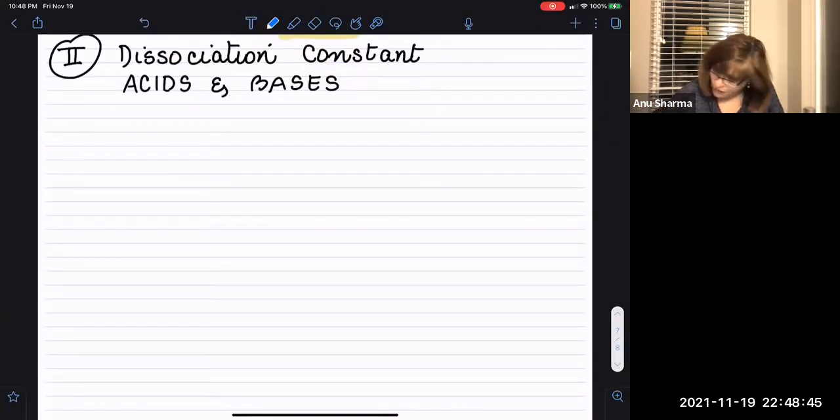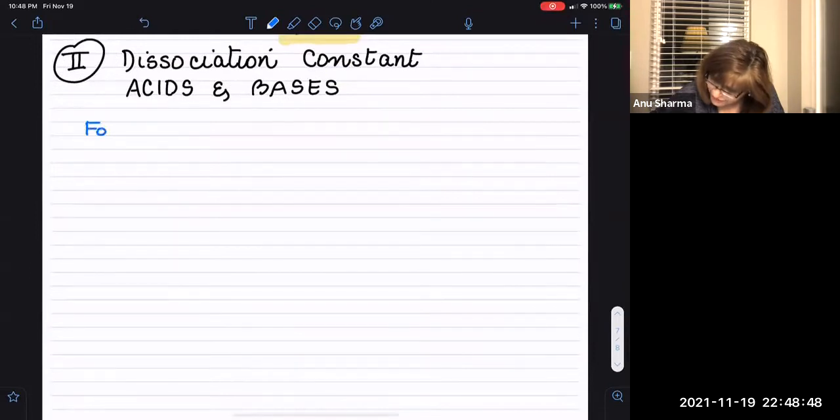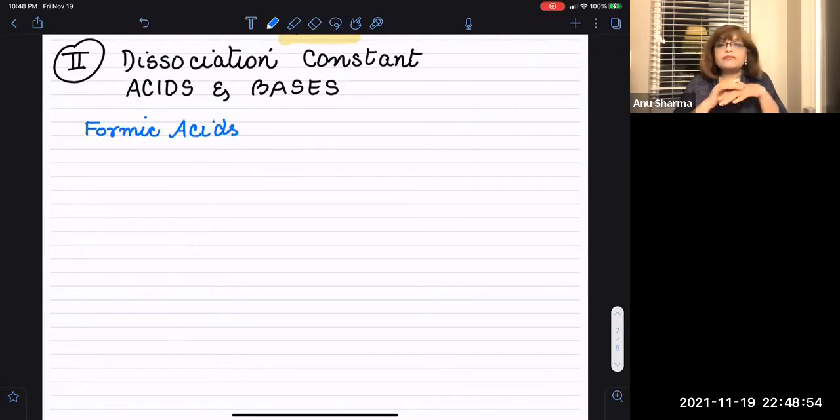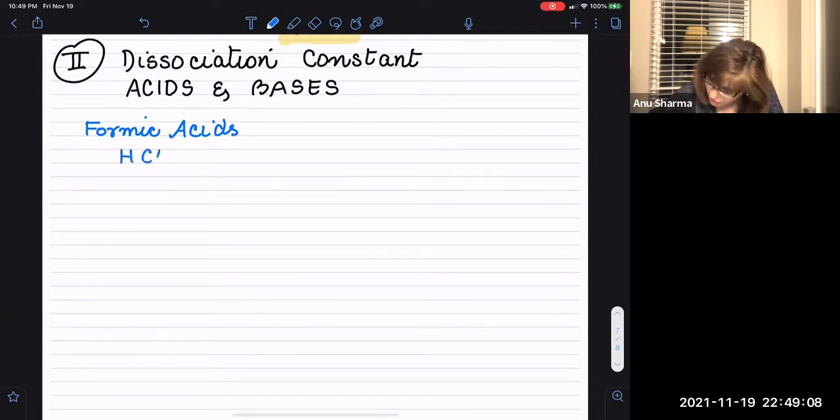Let us say this is formic acid. Now, formic acid is the acid found in ants. If you've ever been bitten by an ant, it pricks like needles, right? Sharp needles. That's the shape of these molecules of formic acid. So the formula of formic acid is HCOOH, and it looks like this: C, double bond O, O and H.